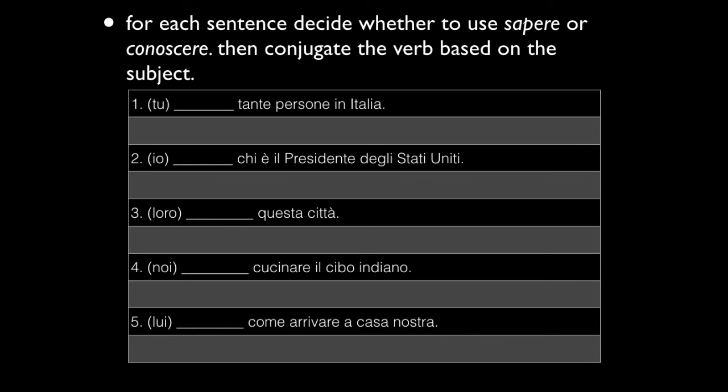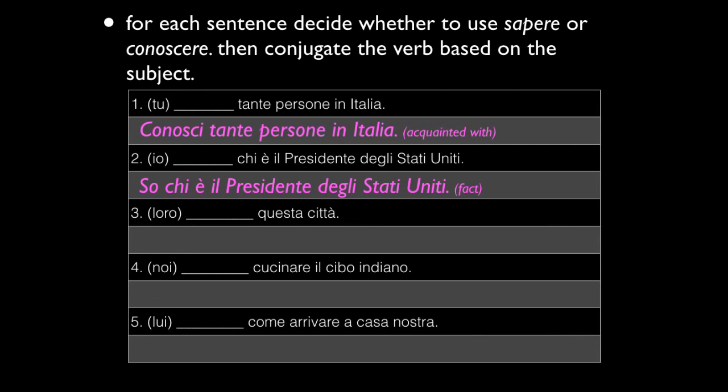So number 1, tu blank tante persone in Italia. You figure out, well, what is the thing that is known here? They know people. When you know people, you know that you have to use conoscere. So, tu conosci tante persone in Italia. You're acquainted with many people in Italy. Number 2, what's the thing being known? It's chi è il presidente degli Stati Uniti, which goes back to the example sentence about the Presidente della Repubblica Italiana. I was trying to get you to think about that one, and it is in fact sapere, because it is a fact.